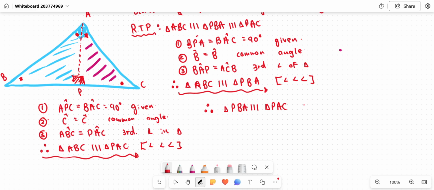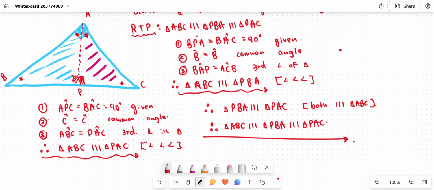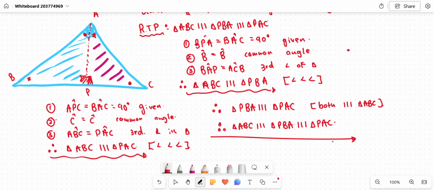They're similar because they're both similar to the bigger triangle, triangle ABC. So if they're both similar to the bigger triangle, they in fact both need to be similar to each other. And so this concludes that triangle ABC is similar to triangle PBA is similar to triangle PAC. And there we go. We've proven that. And so that's how you'd go about proving this theorem number 3.